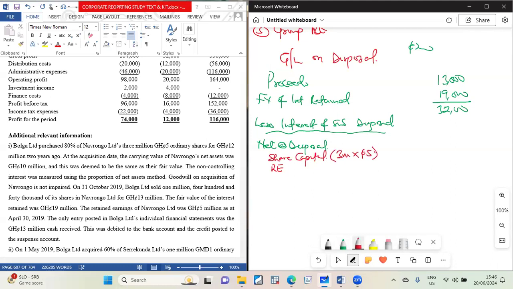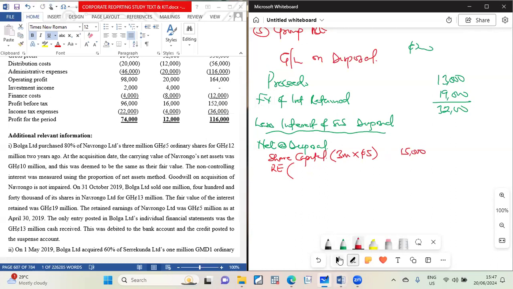So 3 million priced at 5 gives me something like 15,000 with our 3 zeros. All right, and we were given the opening retained earnings. So this is coming from last year, and we have the part of this year. So this one, retained earnings at reporting.